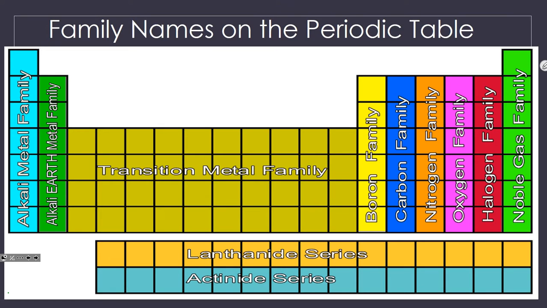Okay, so the first column is called alkali metal. The second column, and you don't have to put family on it either. So you can just put alkali metal. Second column is alkali earth. Then the transition metals, if you want to put metal. The lanthanide series is the first one on the bottom. The actinide down here on the bottom. This is boron, carbon, nitrogen, oxygen, halogen, and noble gas.